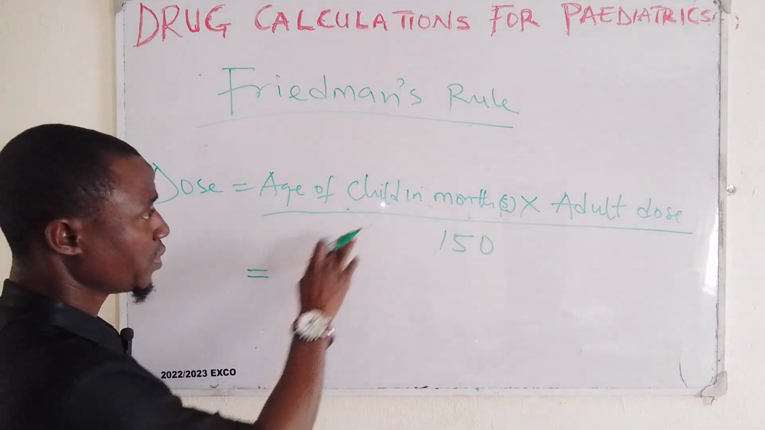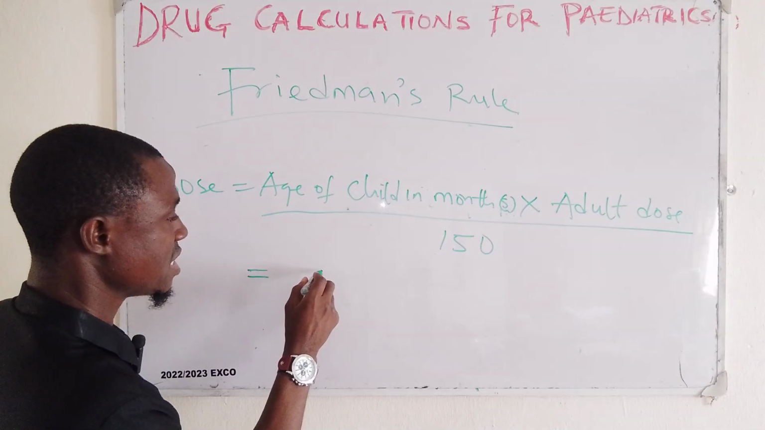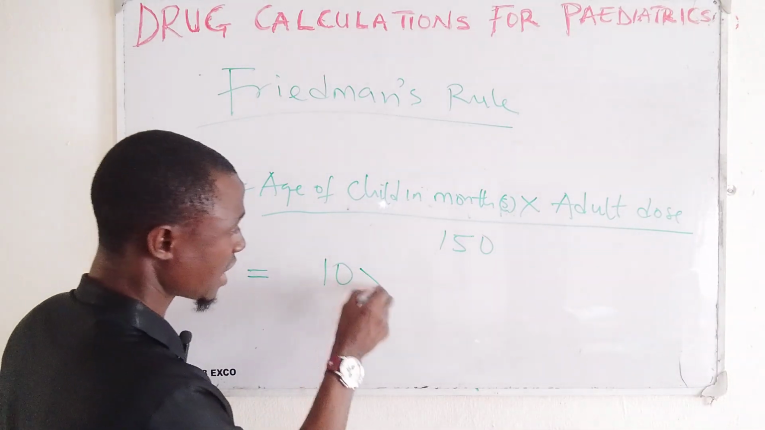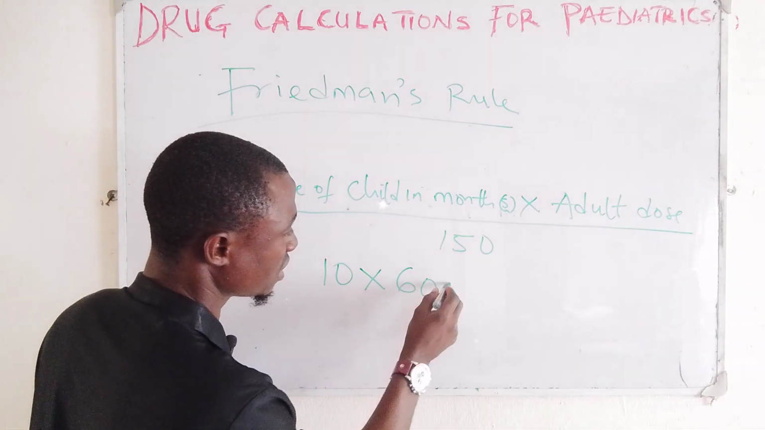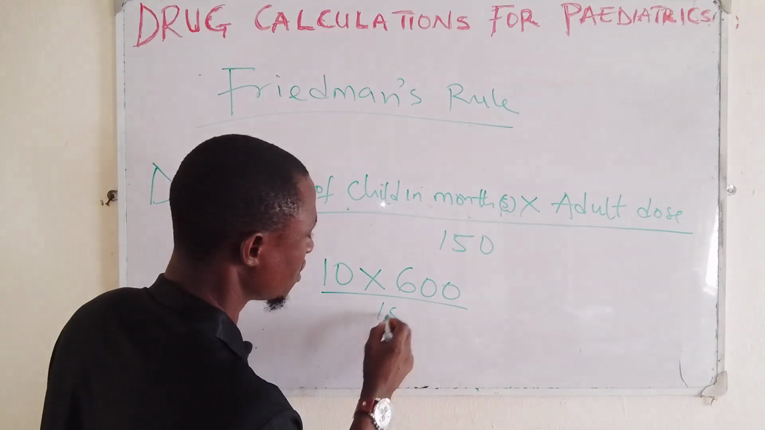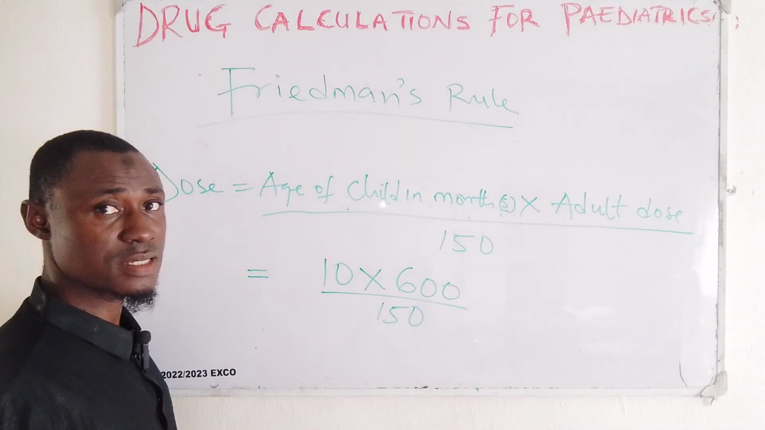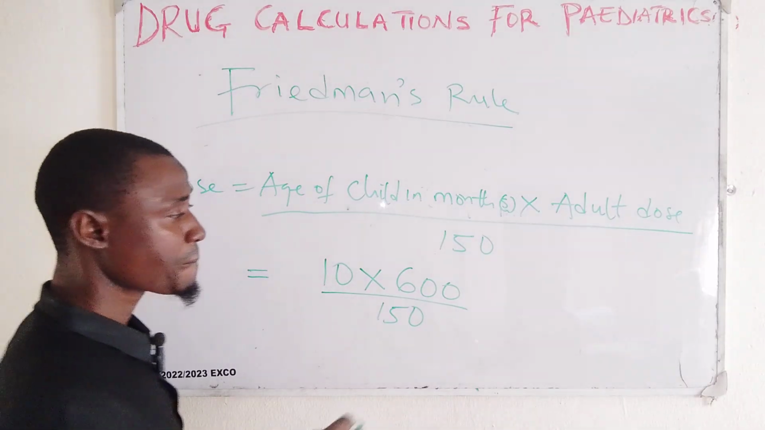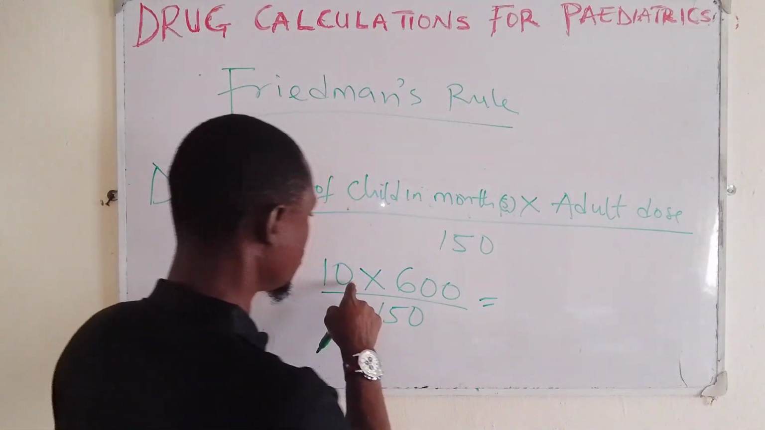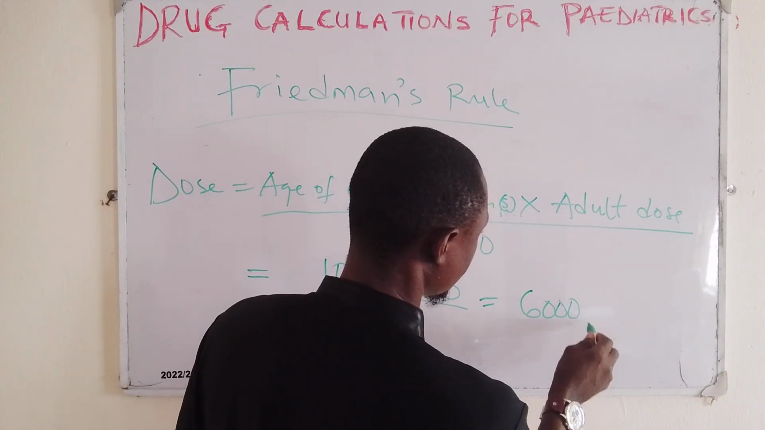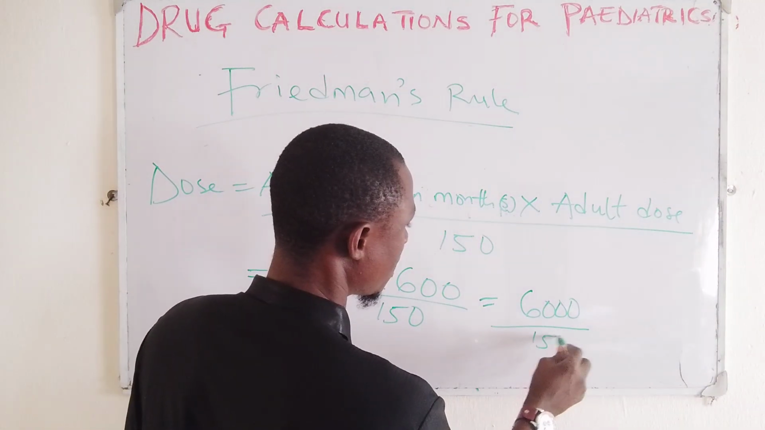Now, we know the age of the child in months is 10 months, right? Then the adult dose is still given as 600 milligrams over 150. So we have substituted the information into the formula. Now, let's continue. 10 multiplied by 600 will give us 6,000 over 150.